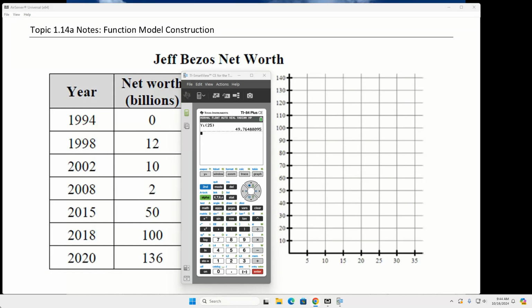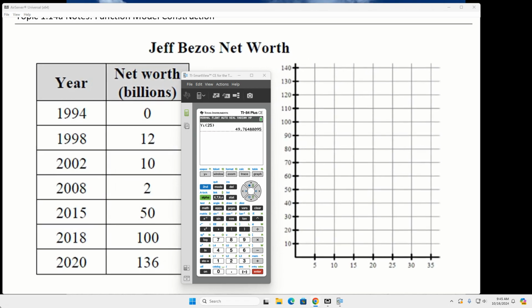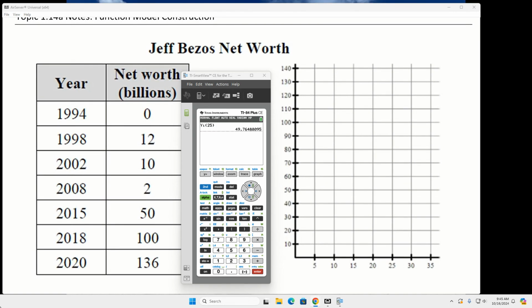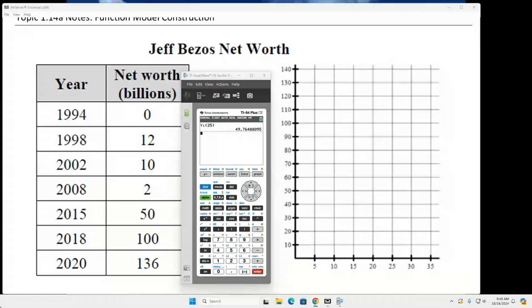Okay, so this lesson is going to be on two different things that aren't super related. They're both, I guess, function model construction, but one of the ways we're going to construct models is by using regression in the calculator. The other way is going to be using inverse proportions, which we talked a little bit about yesterday, but we'll do a lot more with it today.